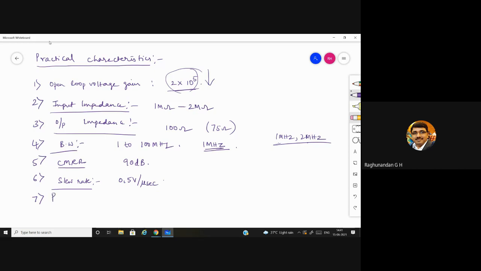And the last one is the PSRR, the power supply rejection ratio. This one also, there will be 30 microvolt difference per volt. If 1 volt of VCC or VEE is going to vary, there will be an effect of 30 microvolt at the input. So that is the offset voltage that will be added at the input level. So these are the practical characteristics. We'll stop here, and in the next class we'll continue.